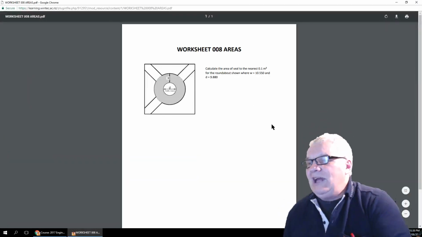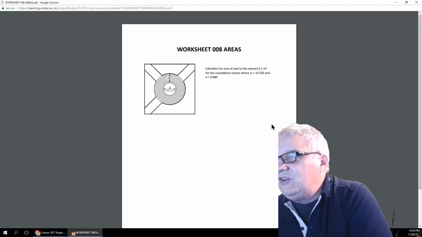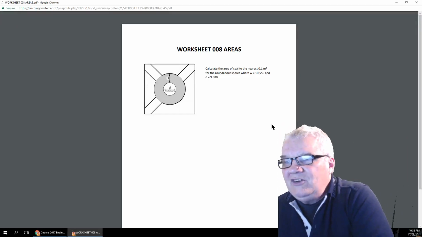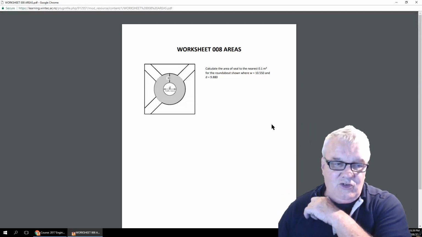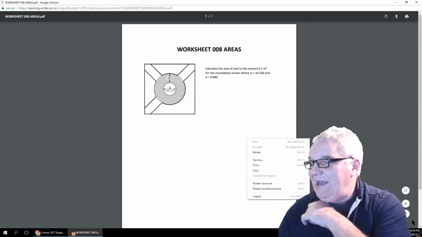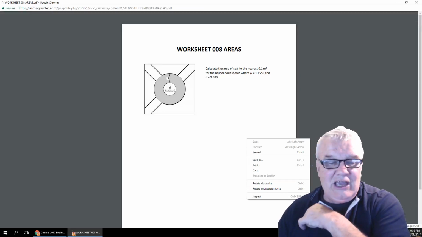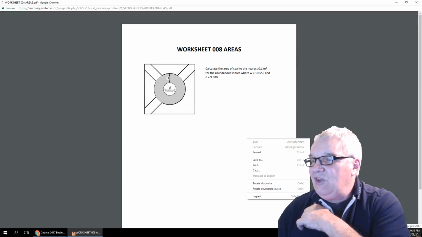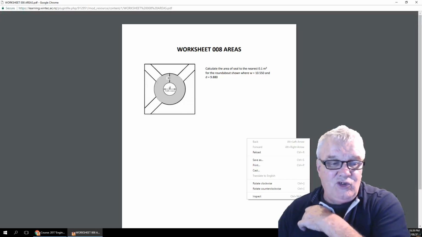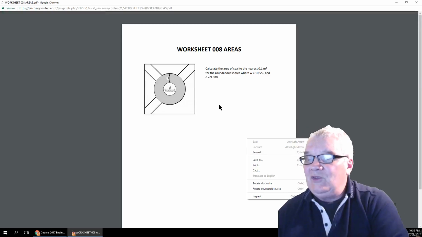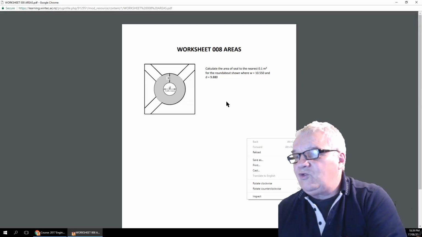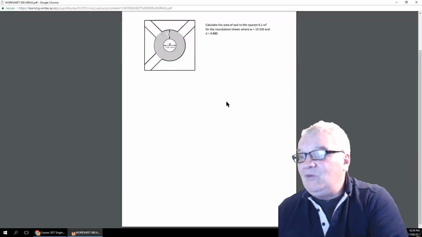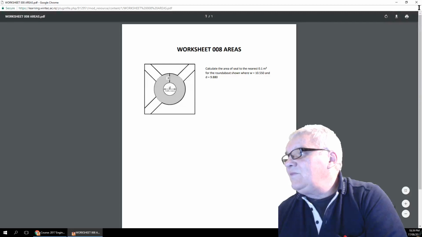This is worksheet 1, calculate the area of seal to the nearest 0.1 for the roundabout. Now you possibly will have to do a calculation like this in the tests, so you do need to know how to do these by hand. But I'd also like you to draw this up in AutoCAD so that you can confirm the answers to your written questions. It shouldn't be too difficult to draw that up. So AutoCAD for that one will be fine.